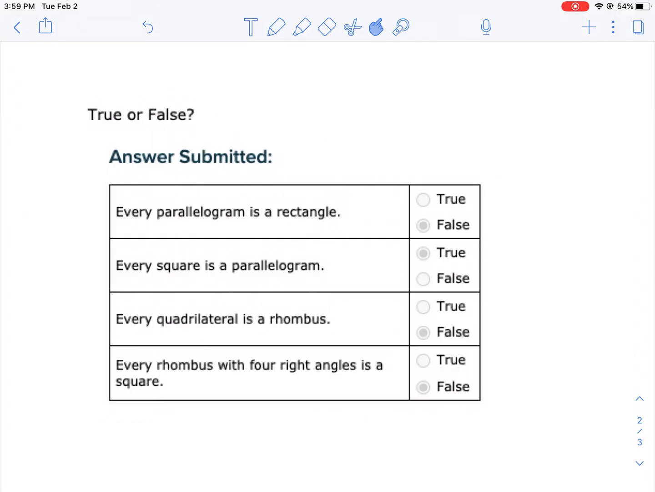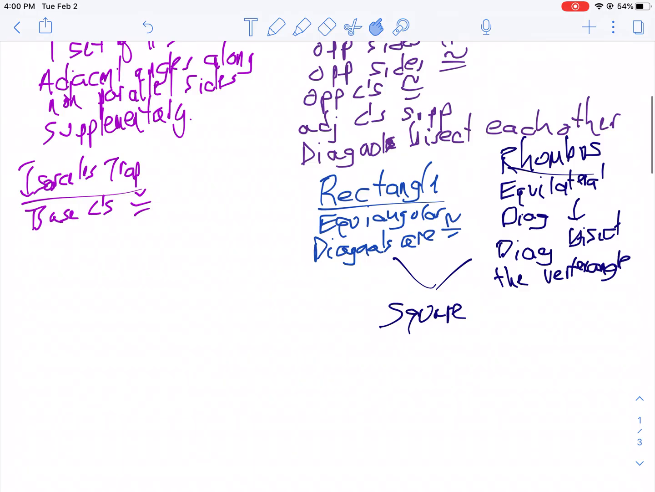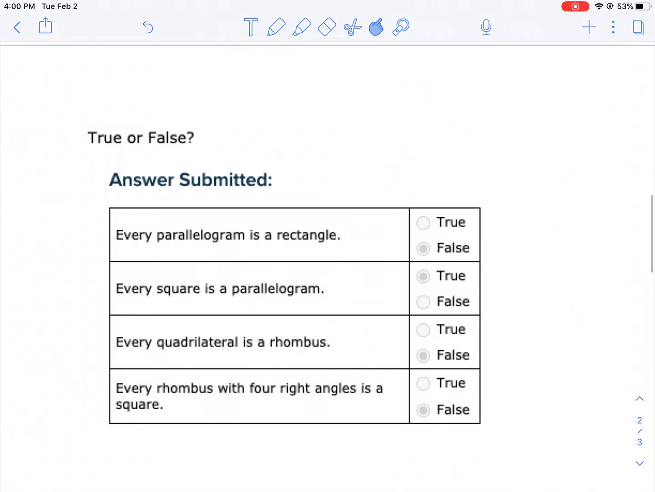Is every square a parallelogram? Yes, it is. Is every quadrilateral a rhombus? No, it's not. That's correct. And the one issue we had is every rhombus with 4 right angles a square. Well, that's exactly what we're talking about here. If I have a rhombus and it's equiangular, that would make it a rectangle. So if it's a rhombus and a rectangle, it's a square. So this is the only one that should have been true.